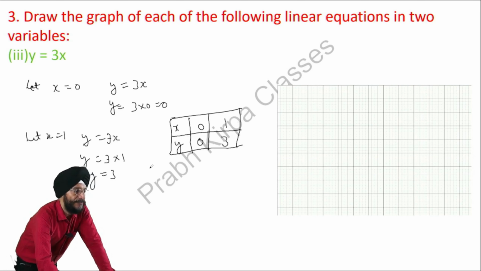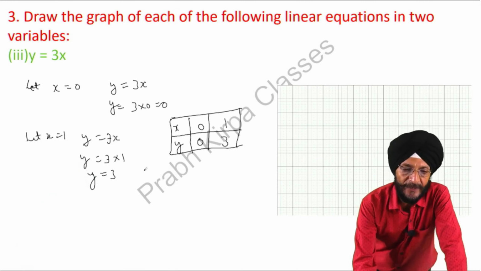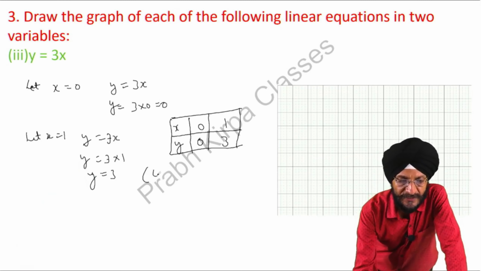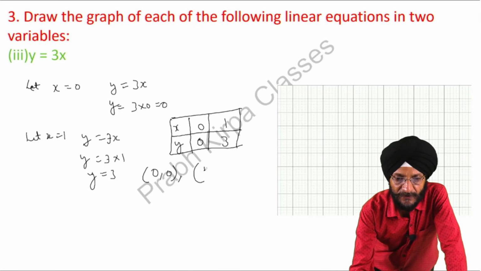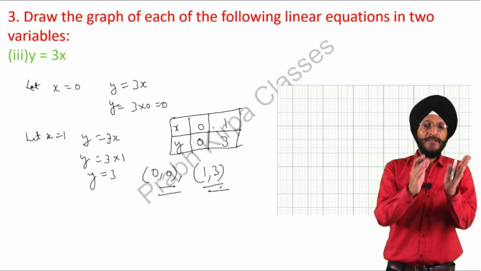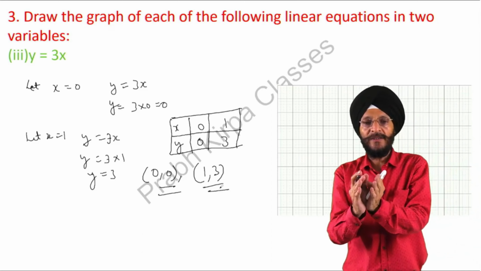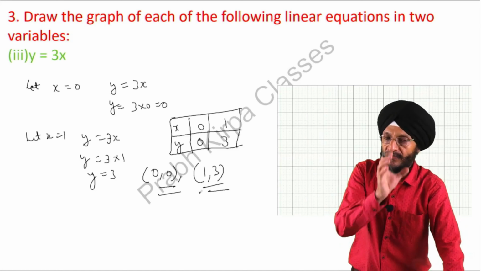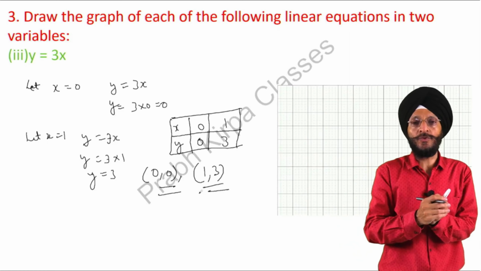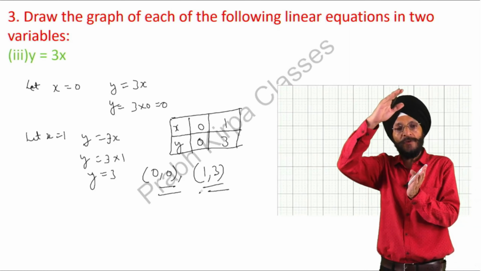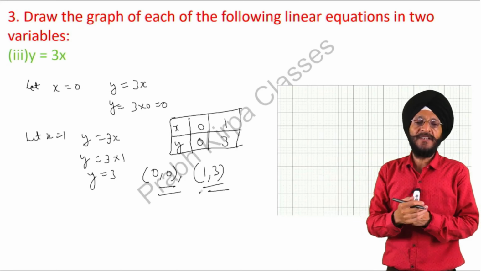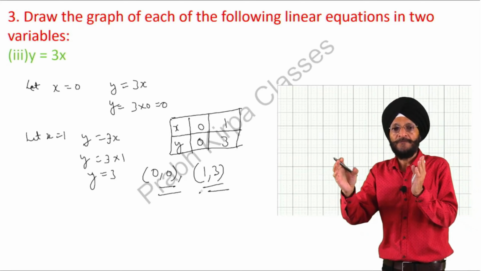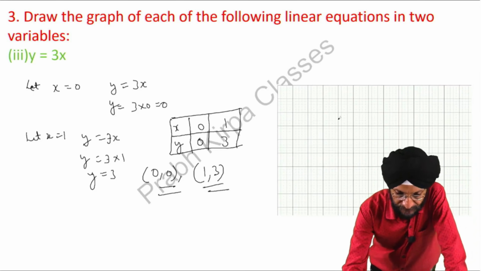Now the solutions which we have arrived at in respect of x and y are: value of x is 0, y is 0. Next, the value of x is 1, value of y is 3. That is, we are to write the solutions in this way: value of x first, value of y after that. These are the two solutions which we have arrived at, and on the basis of these two solutions, we will form the geometrical representation or graphical representation of the linear equation in two variables.